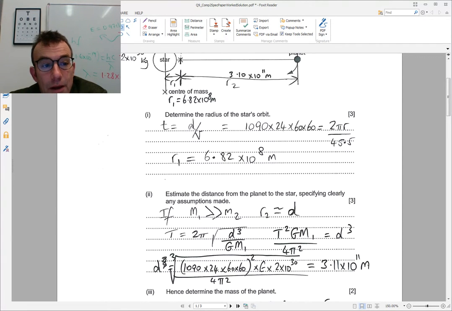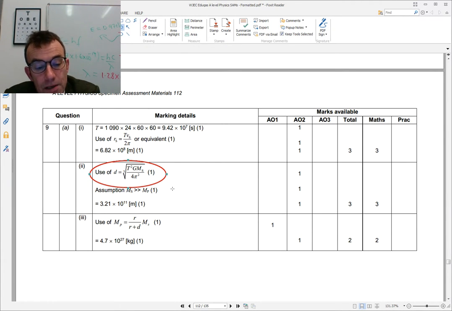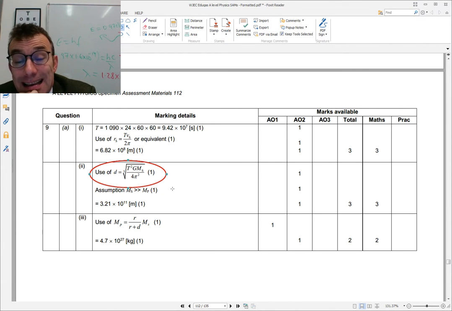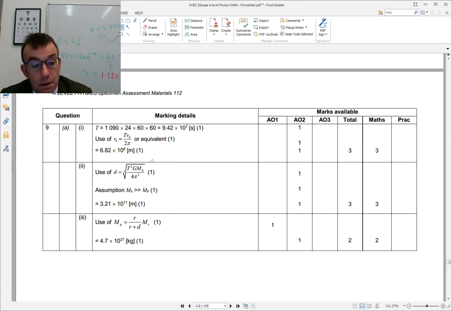Let me show you something on the mark scheme here. So part 2, use of D equals the cube root of T squared GM_S over 4 pi squared. They've used M subscript S for the mass of the star. You're not going to get any marks for just writing down the equation that's on the formula sheet. But in this case, if you rearranged it, if you did some work other than simply write the equation down, I did try and give credit wherever I could. And so that was the answer that came out on the mark scheme. My numbers are slightly different because I've used slightly different rounding, but pretty much the same.